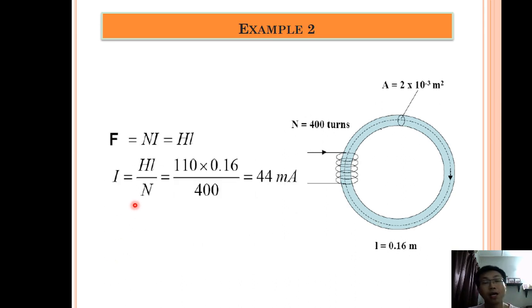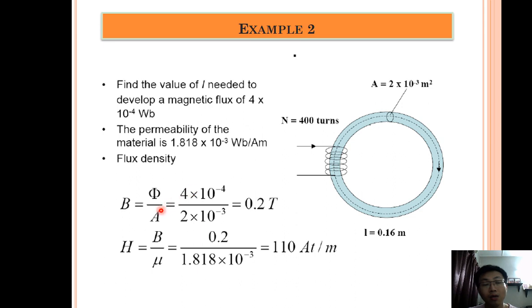Next, we will calculate using this equation: F equals Ni equals HL. Then we want to find I, so we use HL divided by N. H is calculated, L is given as 0.16 meter, N is given as 400. So it becomes 44 milliampere. So this is the current needed so that I can generate the flux of 4 times 10 to the power minus 4 Weber.